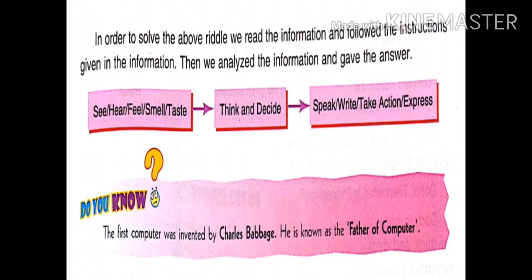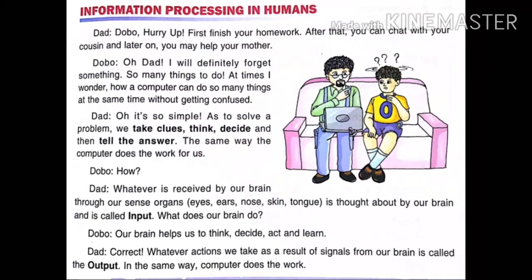Now next topic, information processing in humans. Now there is a conversation between Dad and Dobo. Dad: Dobo, hurry up. First finish your homework. After that you can chat with your cousin and later on you may help your mother. Dobo: Oh Dad, I will definitely forget something. So many things to do.